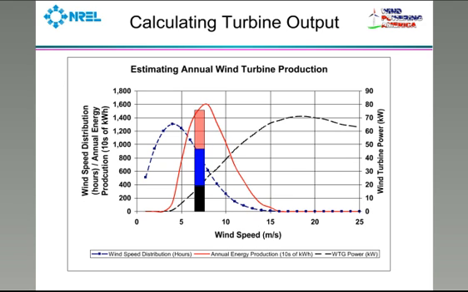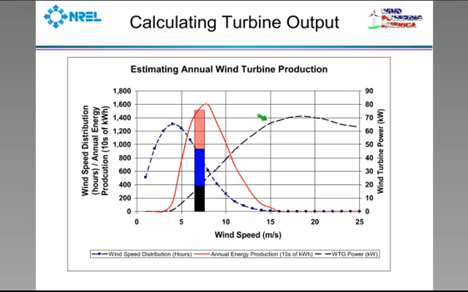Conceptually, this shows how we calculate wind turbine output. So we have our wind speed distribution, which is this blue dotted line. And so you see it, for example, at 5 meters per second, we can expect the wind to blow at about 5 meters per second, roughly 1,200 hours out of the year.